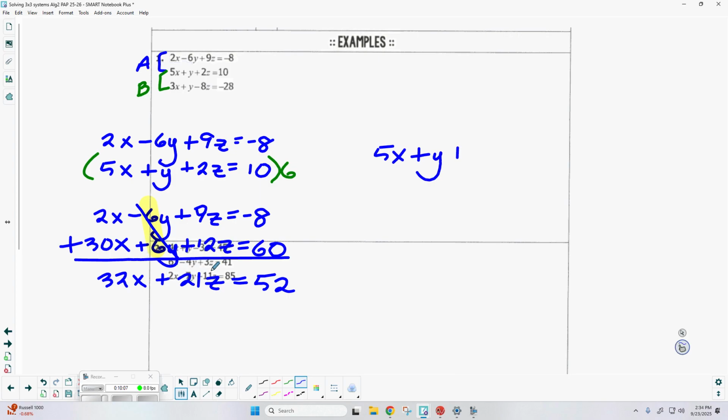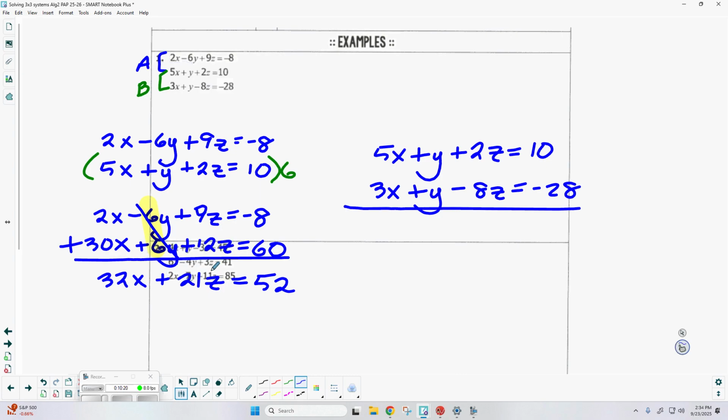Then I've got plus 2z is equal to 10. Then I've got 3x plus y minus 8z is equal to negative 28. Well, this one, I don't have to manipulate one or both of the equations. I still want to eliminate the same variable. So here I'm just going to subtract, because y minus y, they're going to cancel.